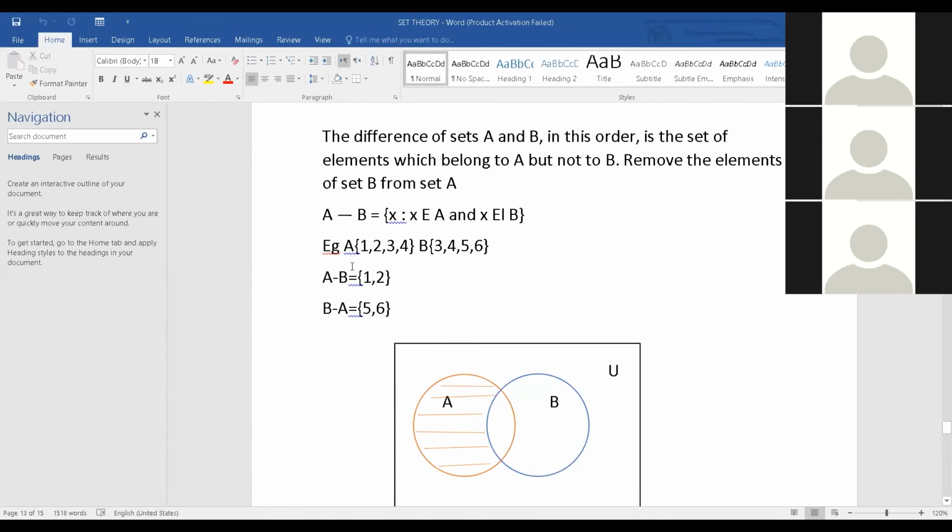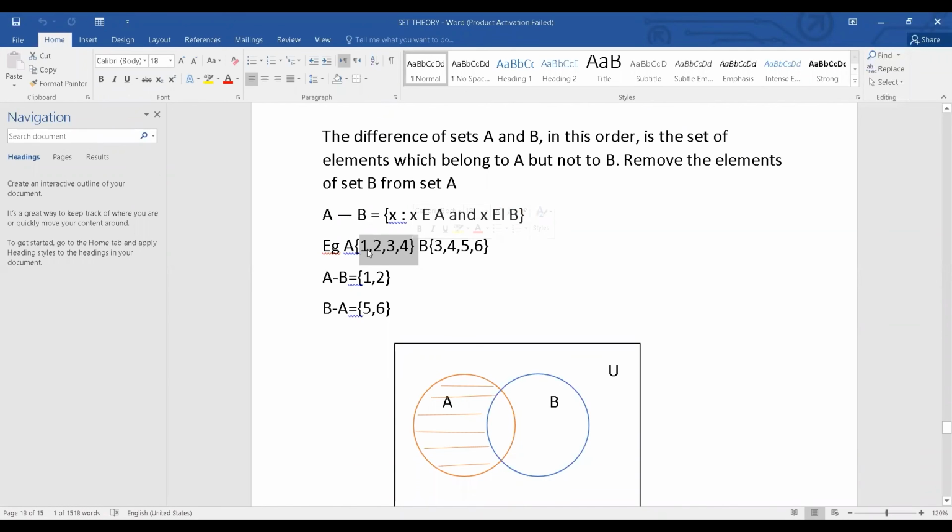A minus B. So from the set A, 1, 2, 3, 4, we're going to remove the elements of B. What are the elements that are in B and present in A? 3 and 4. From the set A, we're going to remove 3 and 4. So what's remaining? 1 and 2. For A minus B, from set A, we're going to remove the elements that are similar, not the opposite.